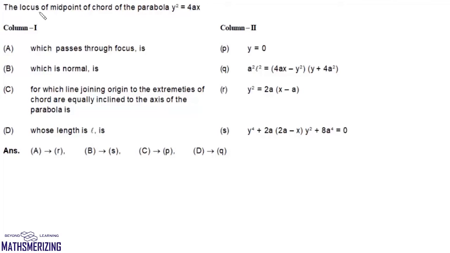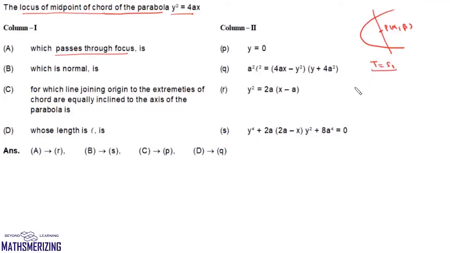Now here the question is, we need to find the locus of the midpoint of a chord of the parabola y squared equals 4ax when it passes through the focus. So that means we need to find the midpoint of a focal chord of a parabola. We know that for any parabola, if we are given the midpoint of a chord, then the equation of the chord is given by T equals S1. So we'll take this midpoint as some P and say it is (alpha, beta).